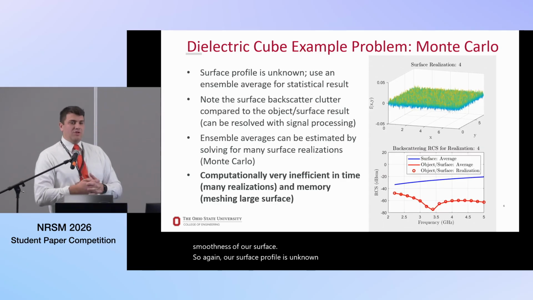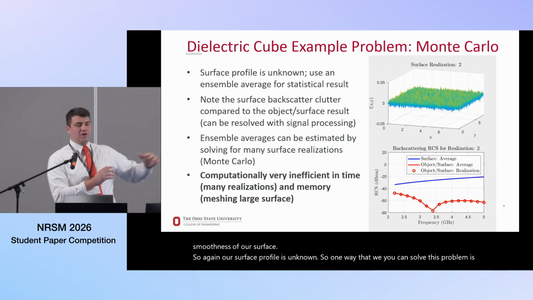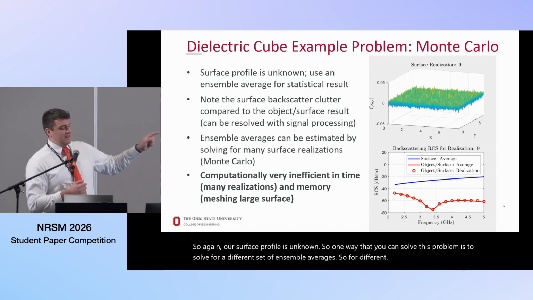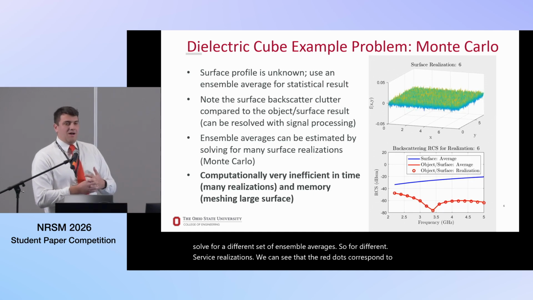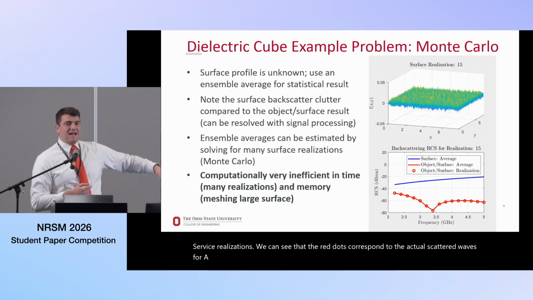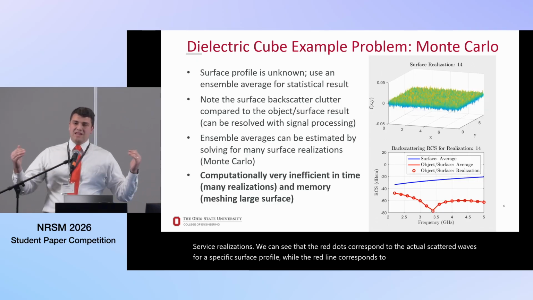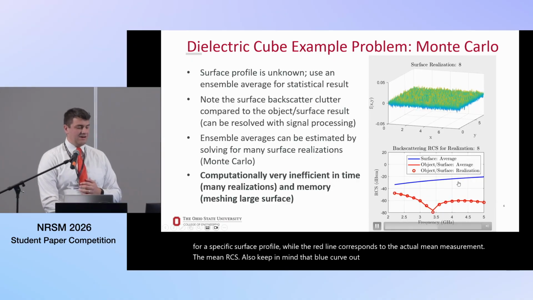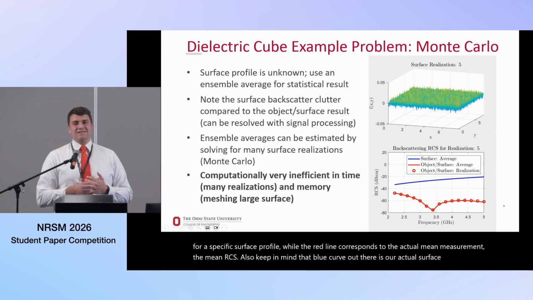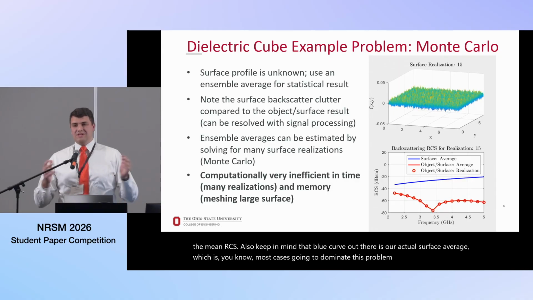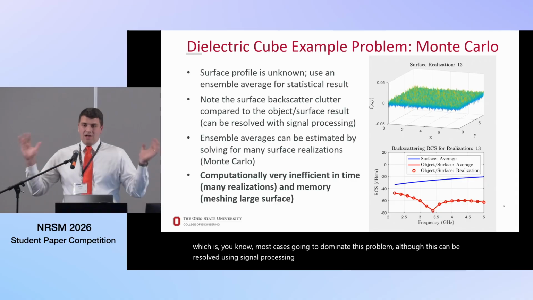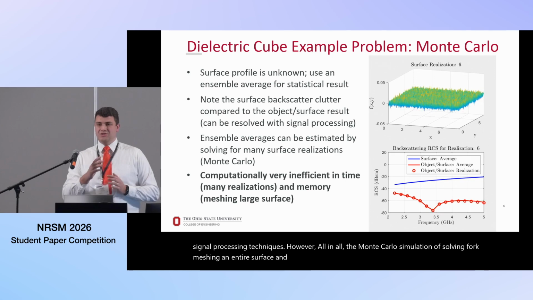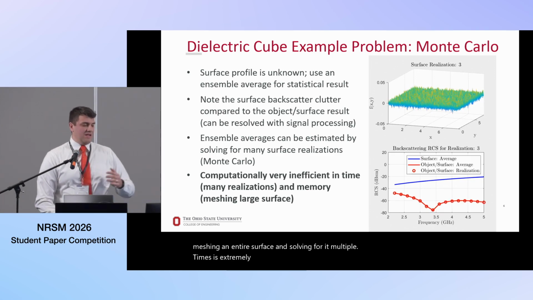So one way that you can solve this problem is to solve for a different set of ensemble averages. For different surface realizations, we can see that the red dots correspond to the actual scattered waves for a specific surface profile, while the red line corresponds to the actual mean measurement, the mean RCS. Also keep in mind that the blue curve up there is our actual surface average, which is in most cases going to dominate this problem, although this can be resolved using signal processing techniques. However, all in all, the Monte Carlo simulation of meshing an entire surface and solving for it multiple times is extremely inefficient and needs to be improved.